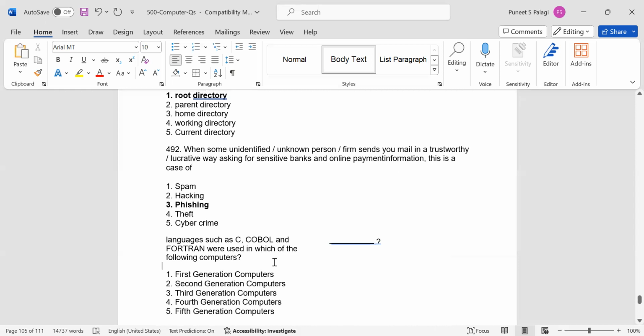Languages such as C, COBOL, and Fortran were used in which of the following computers? First generation, second, third, fourth, or fifth? So it is in the third generation of the computers.